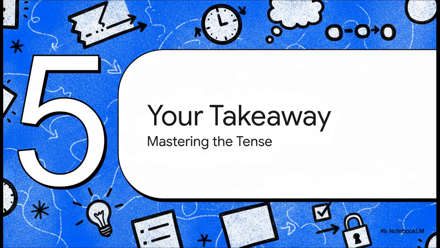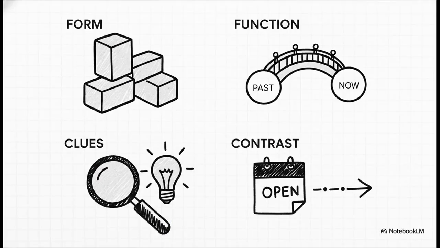Whew, okay, we have covered a ton of ground. So let's do a super quick recap of the most important takeaways to really lock this all in. Honestly, if you can just remember these four little rules, you're golden. Rule 1. The form is always have or has plus the past participle. Rule 2. Its job is to connect the past to the present. Rule 3. Keep an eye out for those signal words like ever and just. And Rule 4. Present perfect is for unfinished time, past simple is for finished time. That's the heart of it right there.